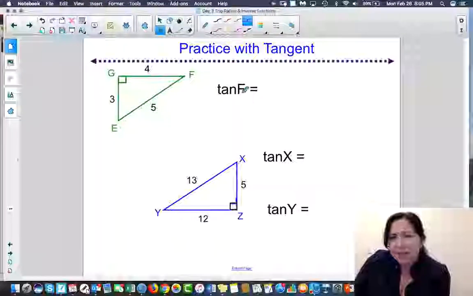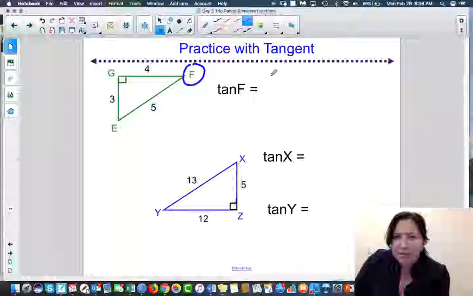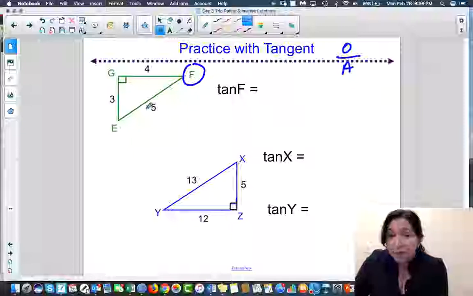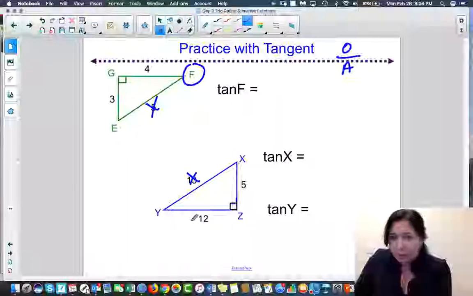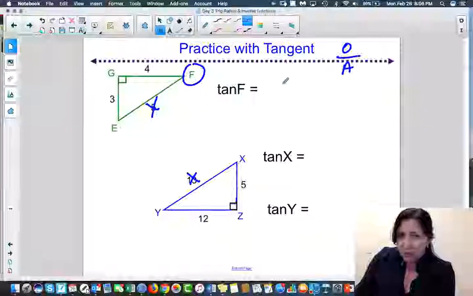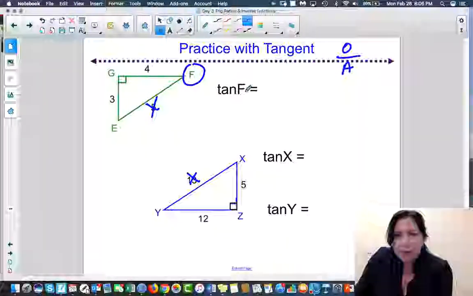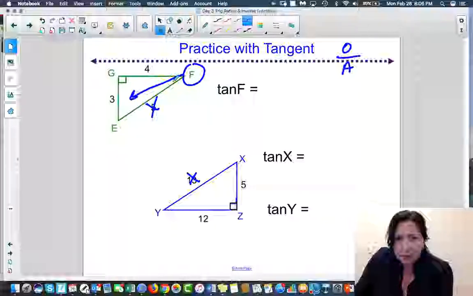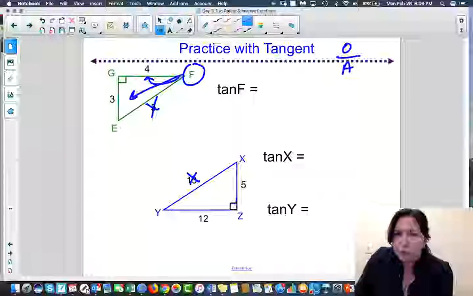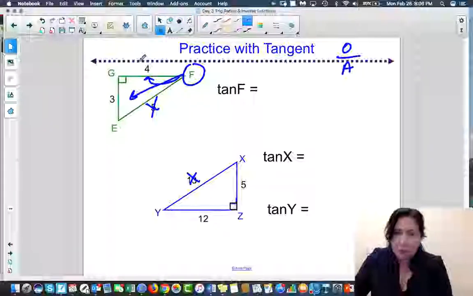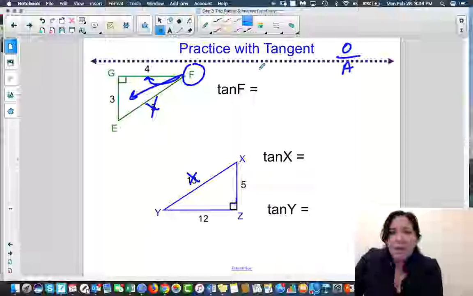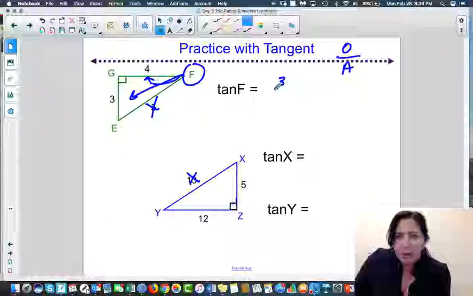So practicing with tangent, here we are at F. Tangent is opposite over adjacent, and you don't use the hypotenuse at all. I'm just going to cross that out, so you don't get confused. Opposite over adjacent doesn't involve the hypotenuse. So for F, tangent is opposite over adjacent. The opposite side is never connected to the vertex, so know that. It's other than the arm, it's connected out here. So opposite is going to be 3 over the adjacent side, which is 4.